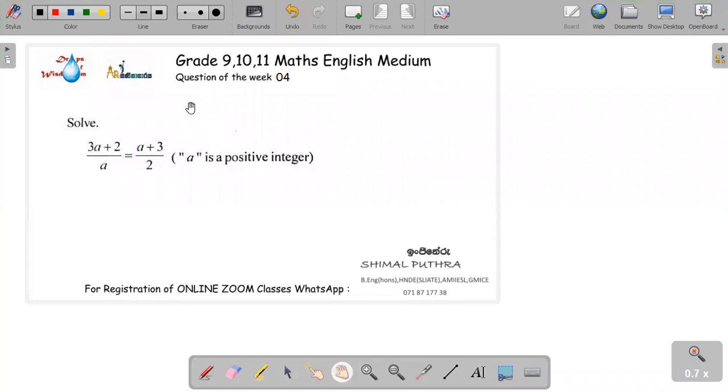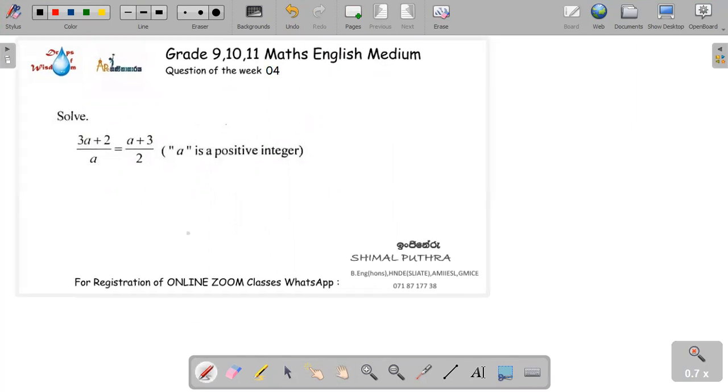Today we want to discuss question of the week number 4. We have to simplify an equation. First of all, I will write it. 3a plus 2 over a. So this is a fraction. A plus 3 over 2. This is a fraction. And this is the equals mark.